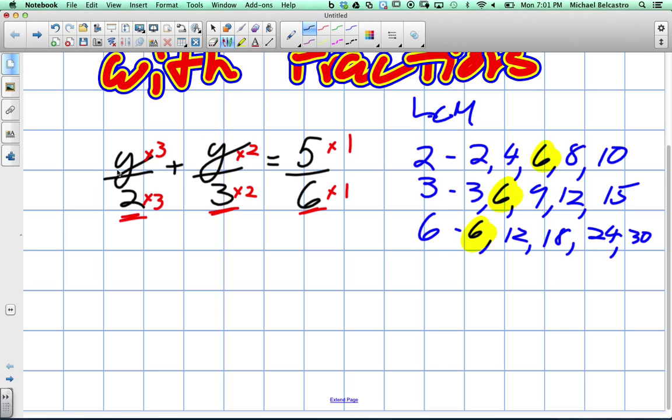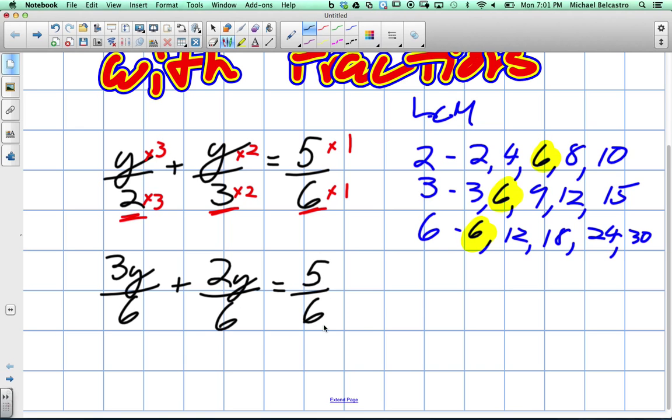Okay, so with this idea, 3 times y is 3y, and it's above 6. Plus 2 times y is 2y, and it's above 6. And 5 times 1 is 5 above 6. Excellent. So we have our common denominator.